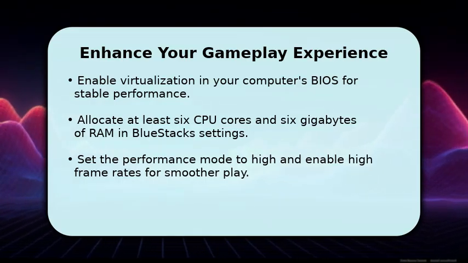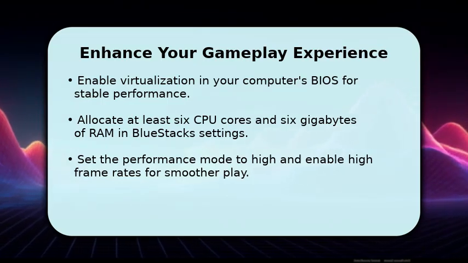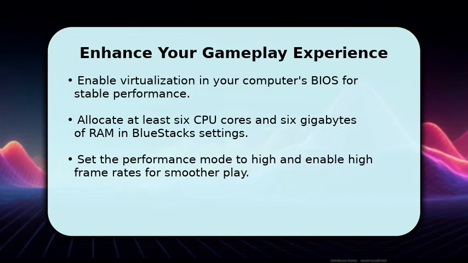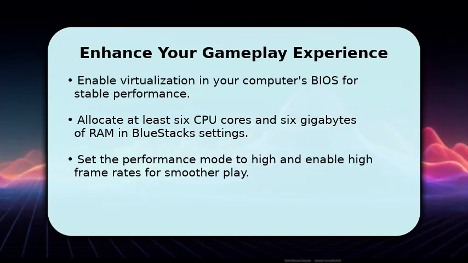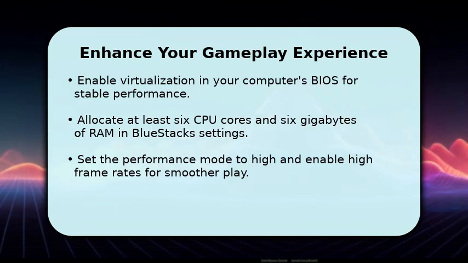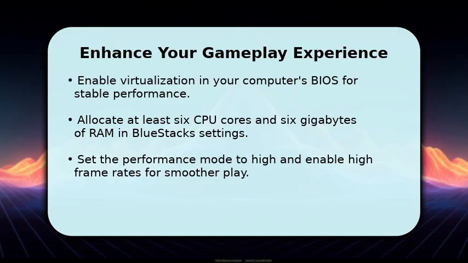Within Bluestacks, navigate to the settings and allocate at least 6 CPU cores and 6 GB of RAM. For optimal fluidity, set the performance mode to high and enable high frame rates, aiming for 60 frames per second or more, depending on your system's capabilities.